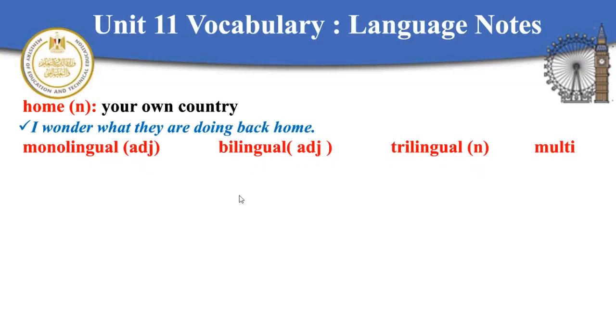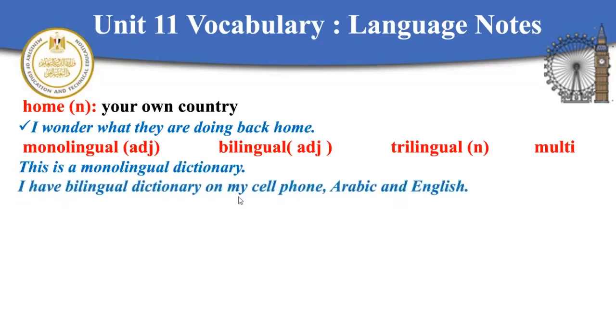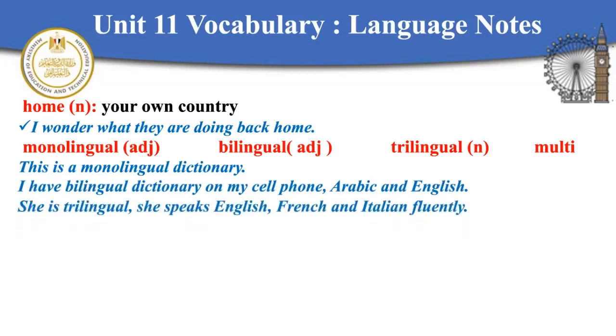Monolanguage, bilingual, trilingual, multilingual. This is a monolanguage dictionary, only one language. I have a bilingual dictionary on my cell phone, Arabic and English, so it's two languages here. Trilingual: she speaks English, French, and Italian fluently. Three languages. Multi means many. A multinational country or multilingual means more than three languages, many more than three.